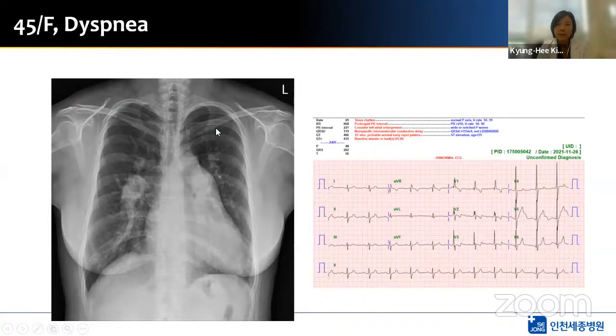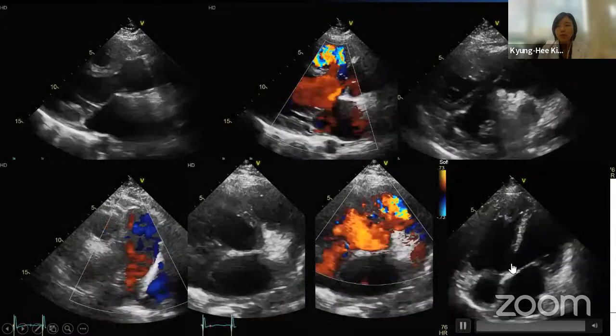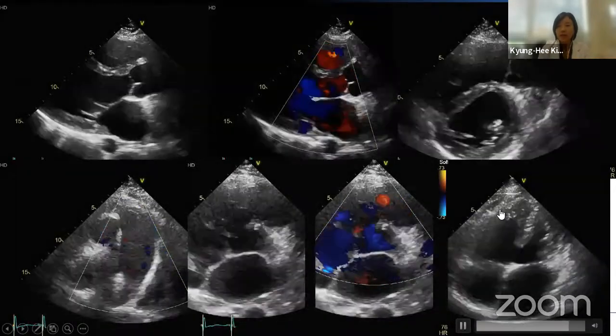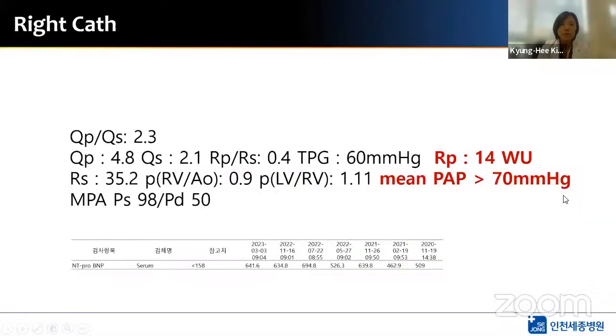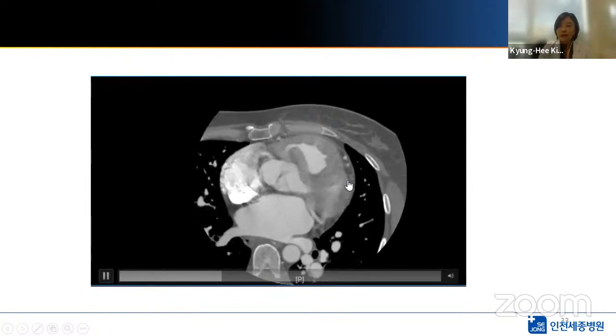So I will show you my patient, a 45-year-old female with dyspnea. You can see the pulmonary artery is engorged. The ECG showed sinus rhythm. You can see the large VSD, and RV function was slightly decreased, and you can see RVH. Pulmonary pressure by echocardiography was around 100. Right heart cath showed pulmonary vascular resistance around 14, and mean PAP was over 70. We did CT scanning, and there was no pulmonary embolism.